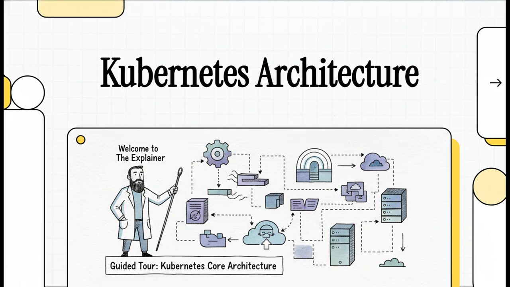All right, welcome to the Explainer. Today, we're going to pop the hood on Kubernetes. We're going to build a really solid mental model of its core architecture, not just as a piece of tech, but as really a new blueprint for how modern software gets built and run.